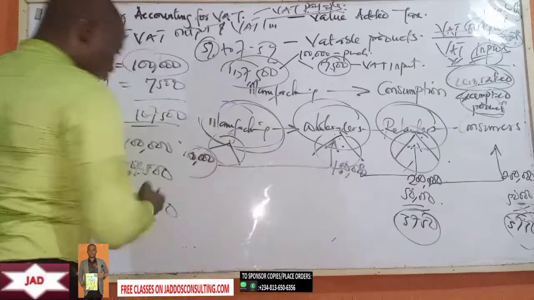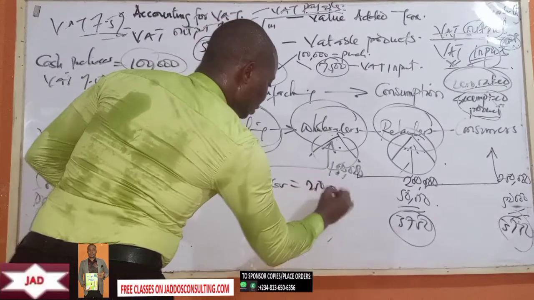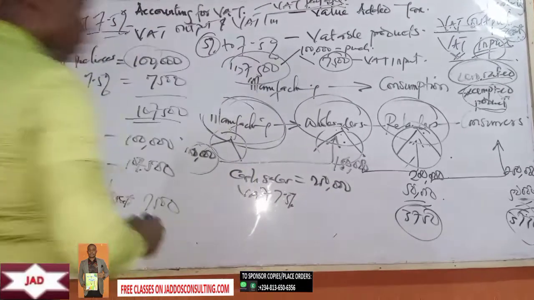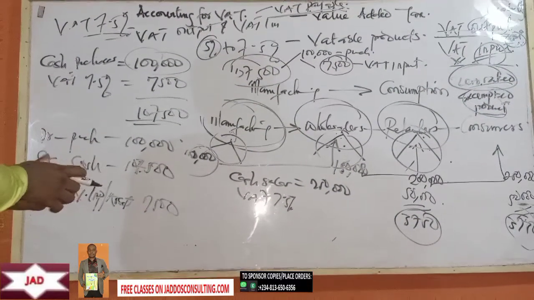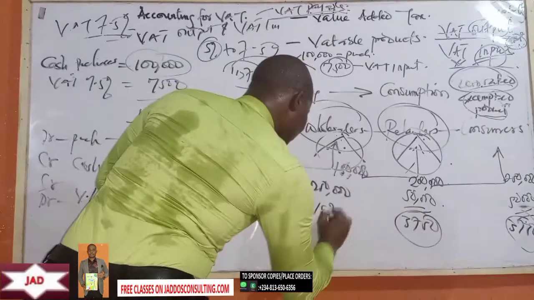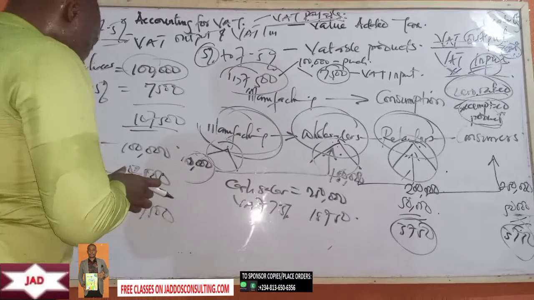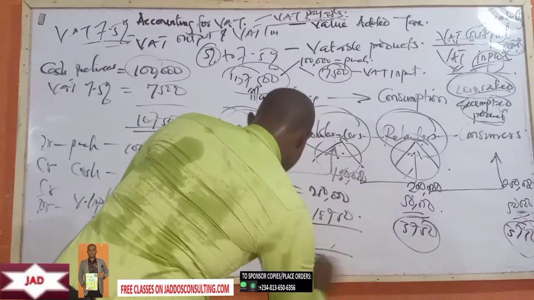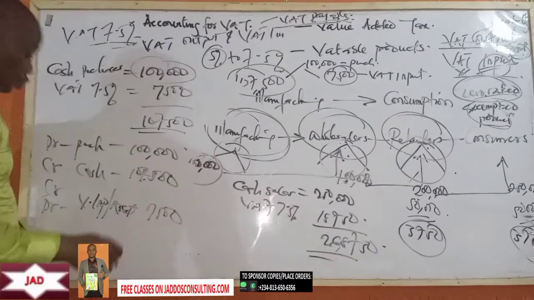Now for that of sales. Let's say you have your cash sales of 250,000. You charge VAT at 7.5%. So the VAT is 0.075 times 250,000, which is 18,750. So basically, the total amount you're paying here is 268,750.